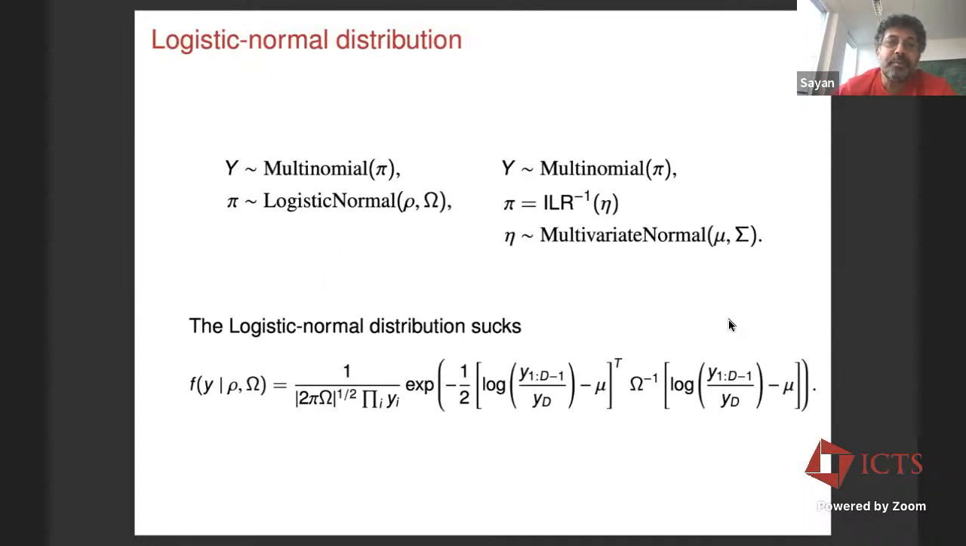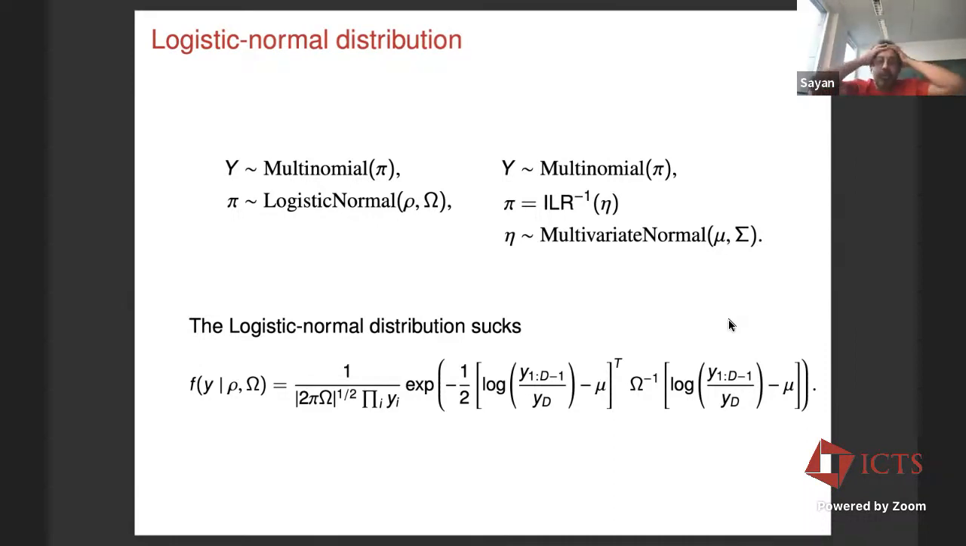Okay. So this is the logistic normal distribution. And the problem with the logistic normal distribution is a normalization. It's the product over i, Y_i. That makes it very hard to sample from. That makes it very hard to compute. That also makes it very hard to even do maximum likelihood estimation. Okay.